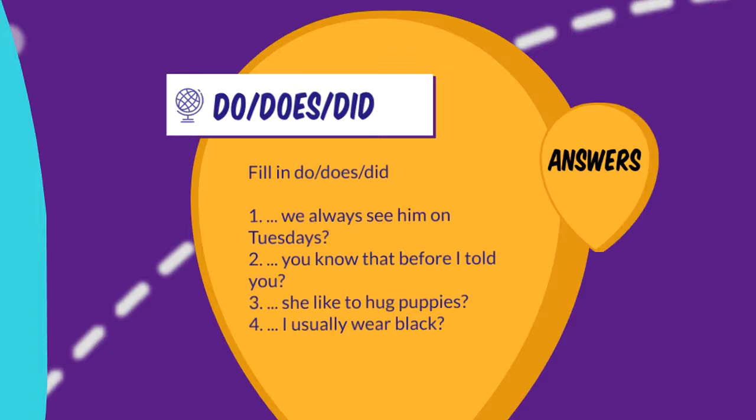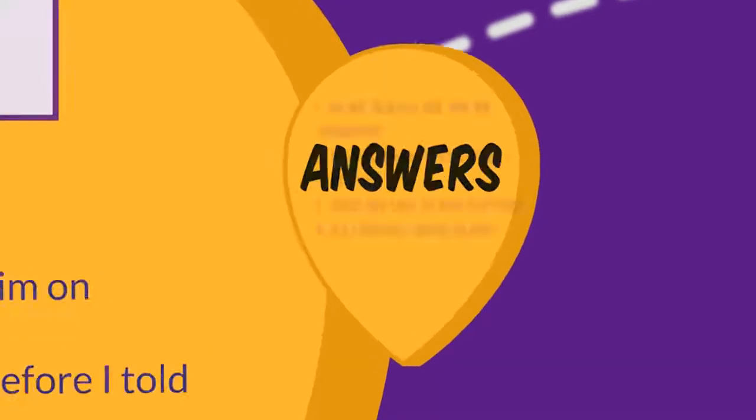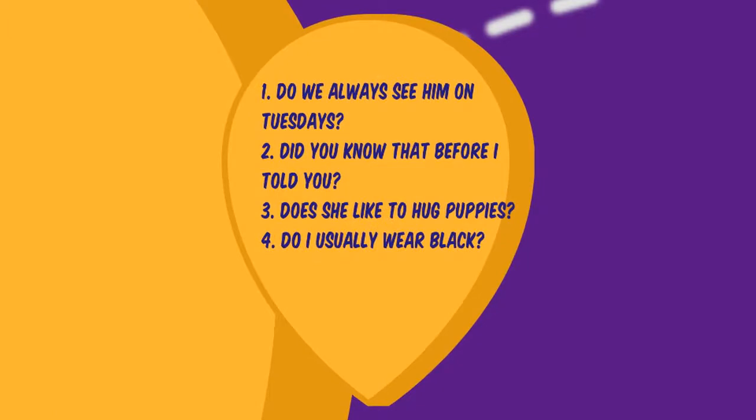You started me again, so let's do this. Here we go, the answers. In the first sentence, you want do because the subject was we, and it's a present simple sentence. So, do we always see him on Tuesdays? In the second sentence, we were dealing with past before I told you, so in the past. So you use did. In the third sentence, it's about something she likes to do regularly. So this is a present simple sentence. The subject is she, so does she like to hug puppies? And in the last one, usually says it's present simple and the subject is I, so do I usually wear black?